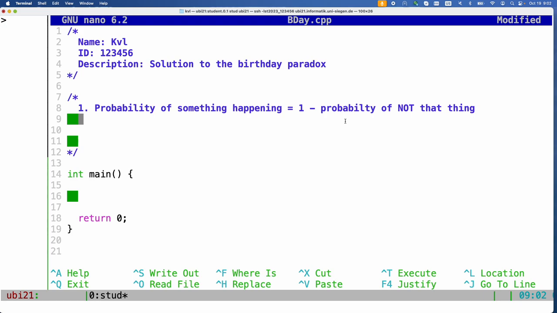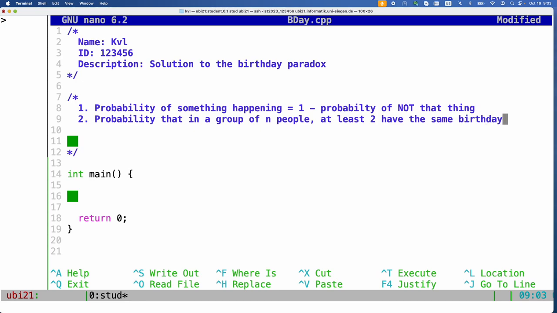Step two is the probability that in a group of n people, two have the same birthday. That is exactly the same as saying this is 1 minus the probability that in this group of n people, two people don't have the same birthday. And now we can go to another construct that is used in mathematics, we can quickly do the trivial thing.